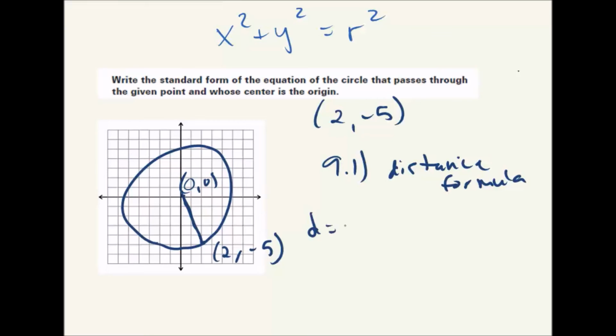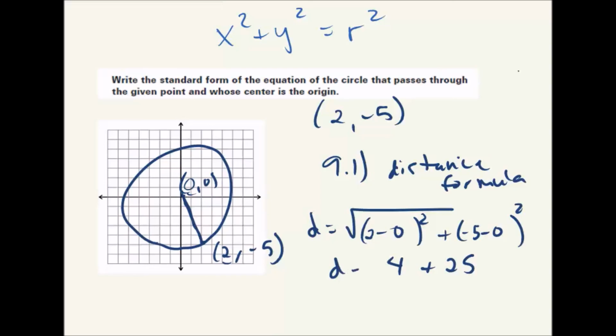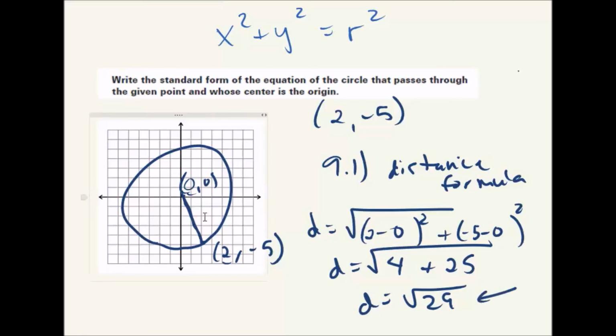The distance is equal to the square root of the x's minus each other. So 2 minus 0, so x minus x squared, plus the y's minus each other squared, negative 5 minus 0 squared. So that's 2 squared is 4, plus negative 5 squared is 25. Distance equals the square root of 4 plus 25. Distance equals square root of 29. That's also the radius. Square root of 29 is the radius.